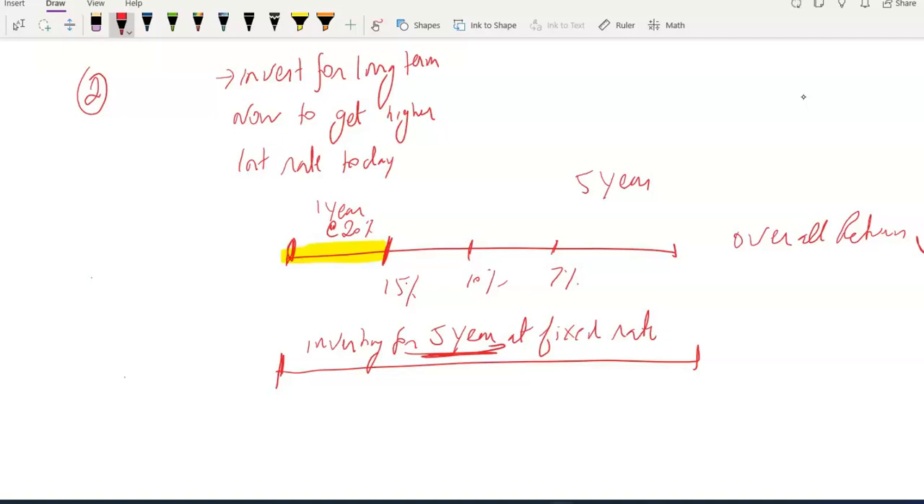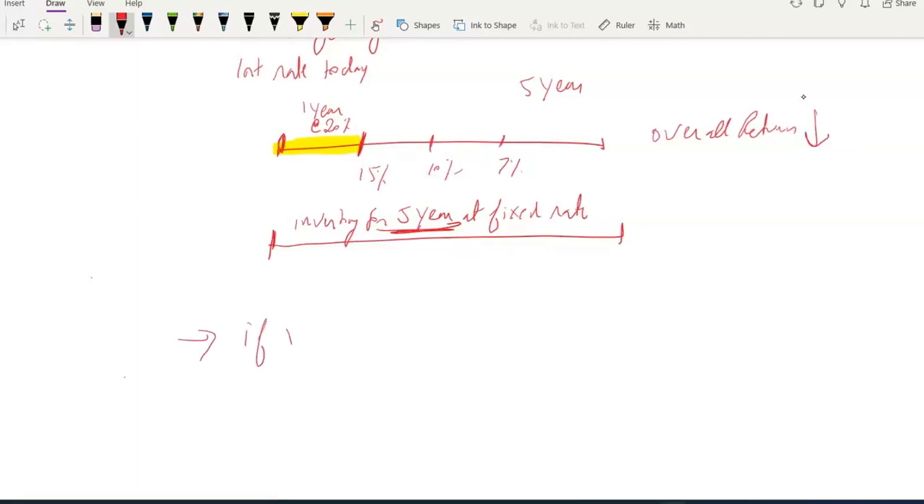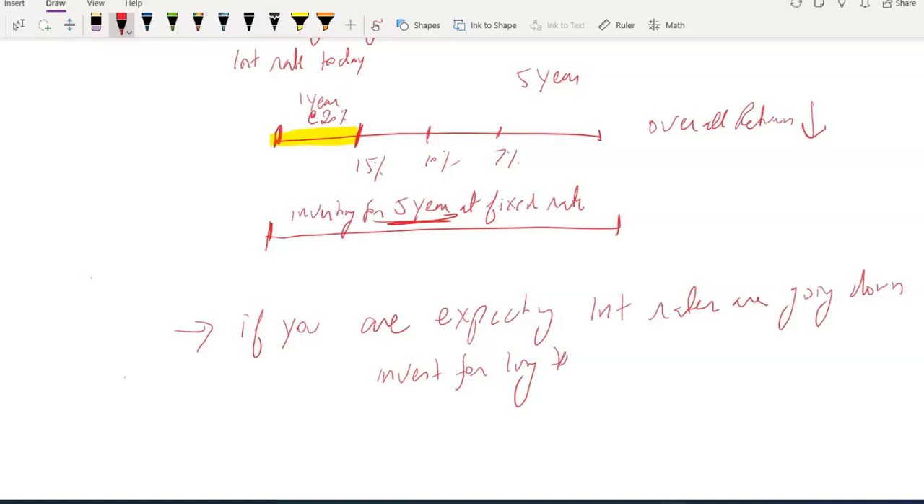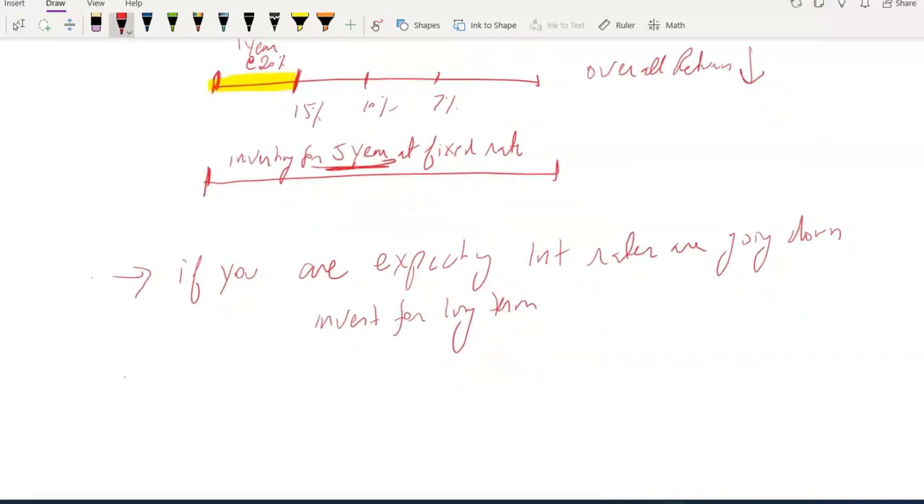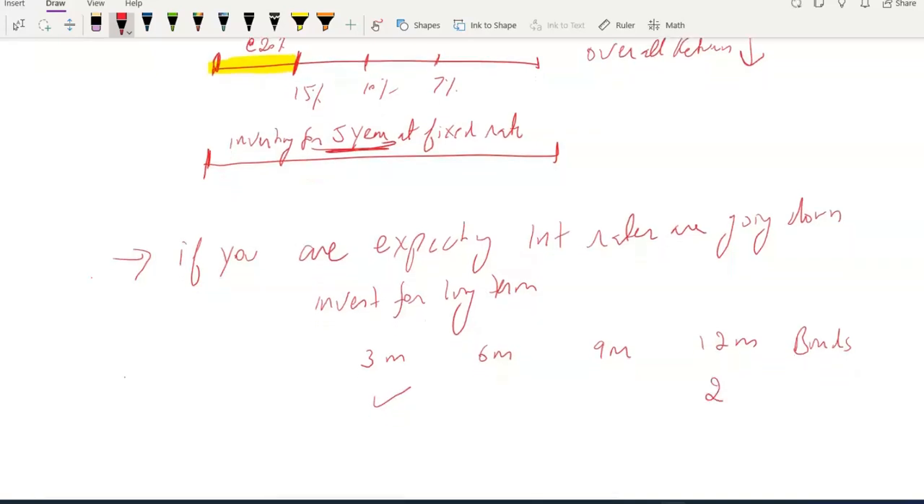Okay. So conclusion, if you are expecting interest rates are going down, invest for long term. Let me give you a practical example. In Pakistan, 3-month, 6-month, 9-month, and 12-month bonds were available. 3-month interest rates are higher. 6-month, 12-month interest rates are lower. It was near 21%, and it was something like 23%.